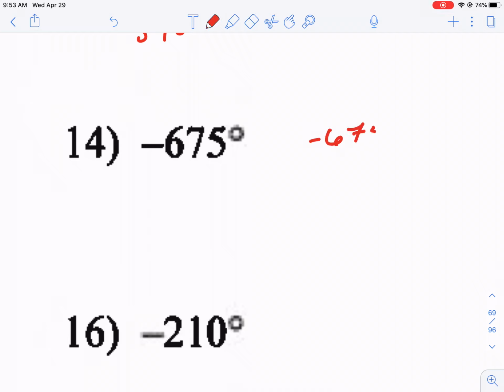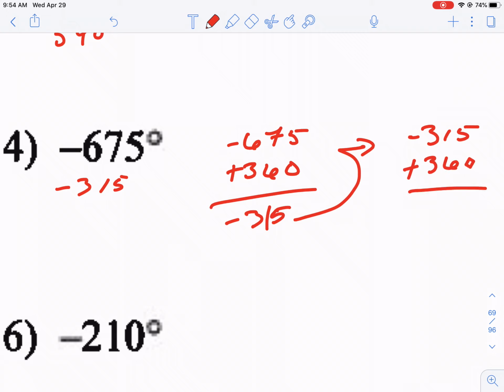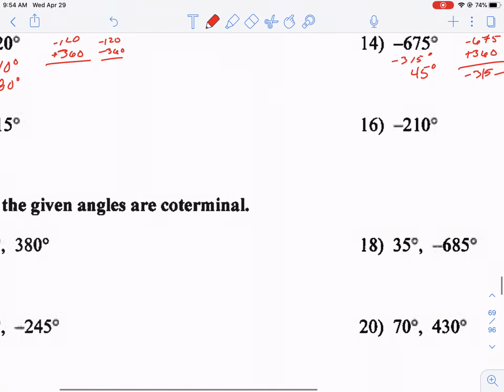Okay. What happens when the number is larger, like negative 675? So if I take negative 675 and I add 360 to it, I end up with negative 315. So the directions ask me to find one positive and one negative. Well, this one's negative, so I'm not going to subtract. What I'm going to do is take negative 315 and add another 360 to it, because I'm not in the positive world yet. So I'm going to add again. So I've got now 45 degrees. Okay. All right, let's skip those last two.